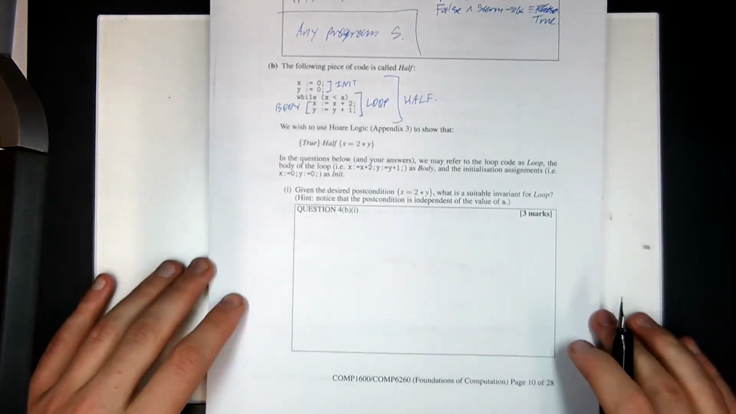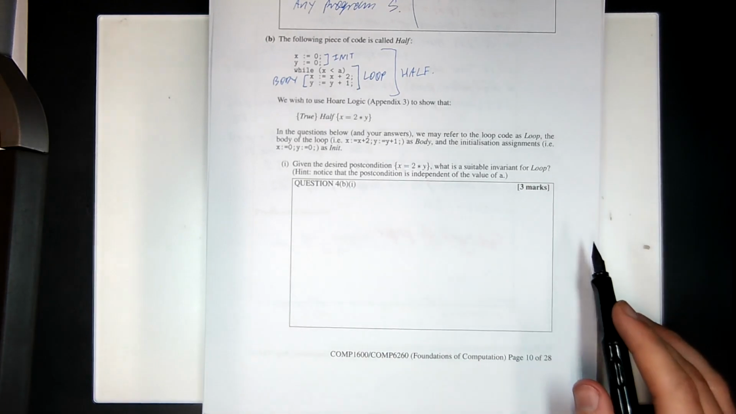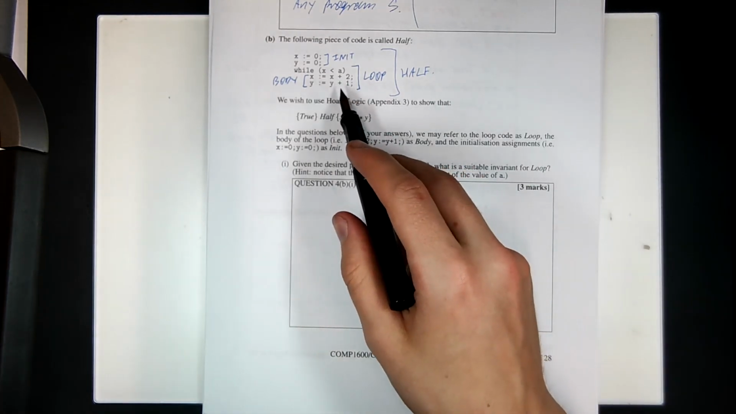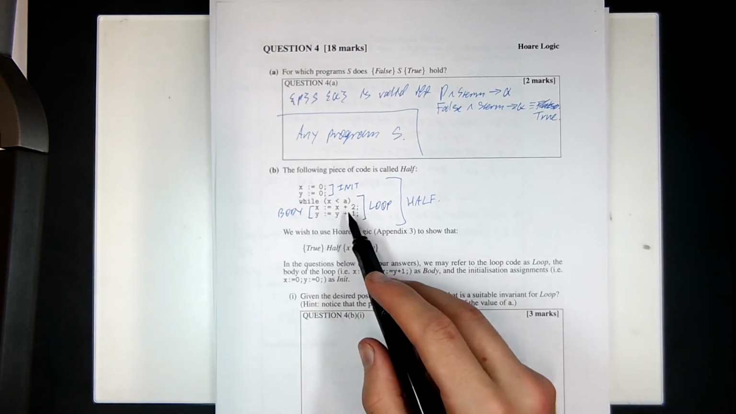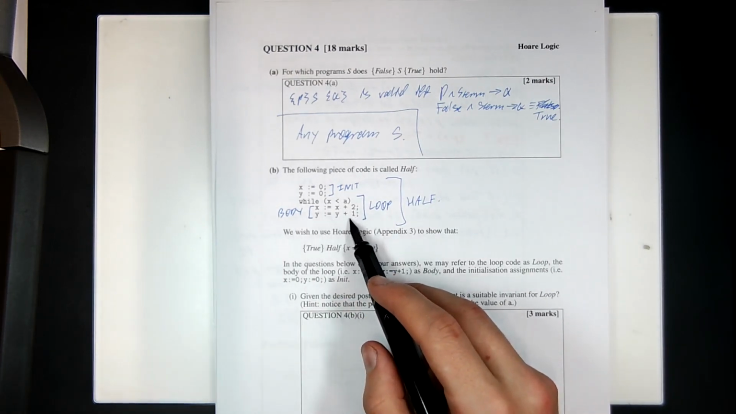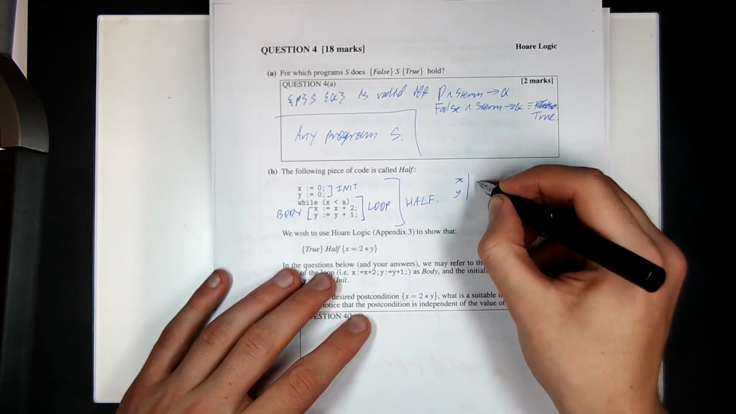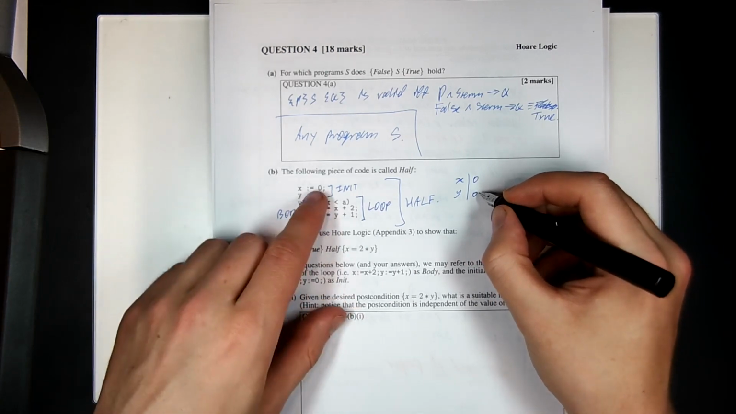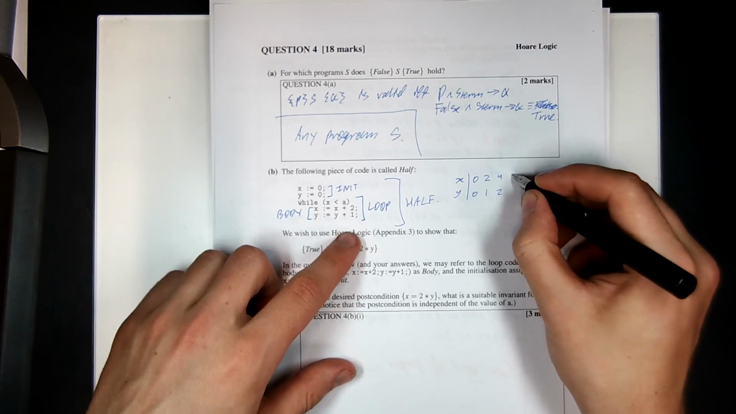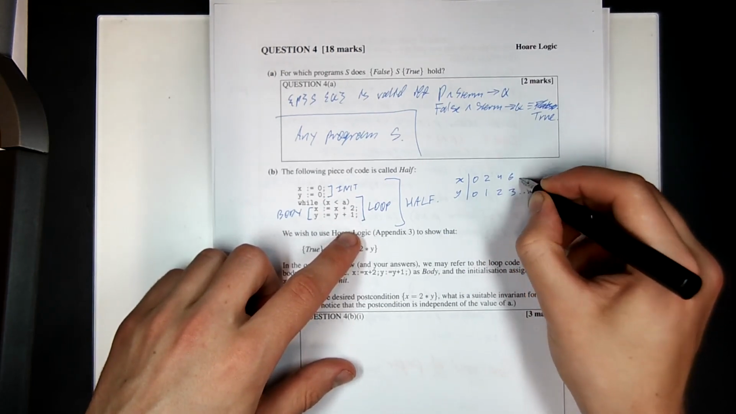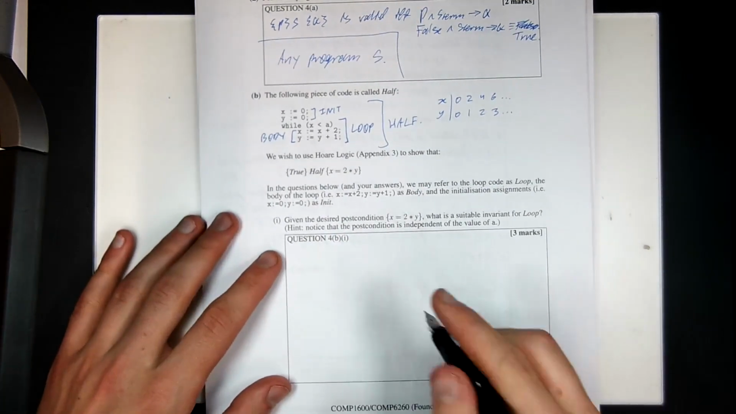Given the desired postcondition x equals 2 times y, what is a suitable invariant for the loop? Each time the loop is run, x gets 2 bigger and y gets 1 bigger, and they both start off as 0. So if we just run the code for a bit, let me sketch a table in the margin. x is 0, and we run the code once. x is 2, y is 1, run the code again: 4, 2, run it again: 6, 3, etc. And it looks like x equals 2y is going to be a suitable loop invariant.